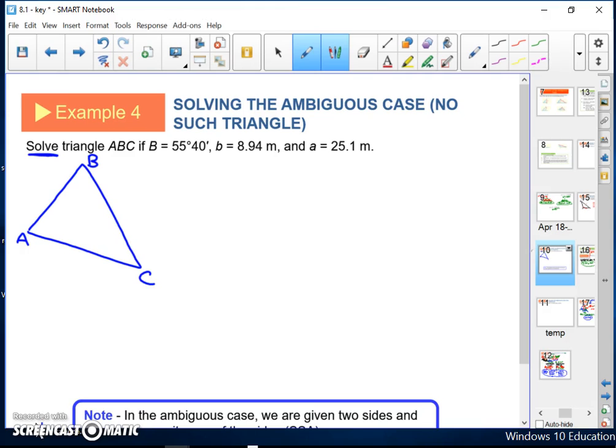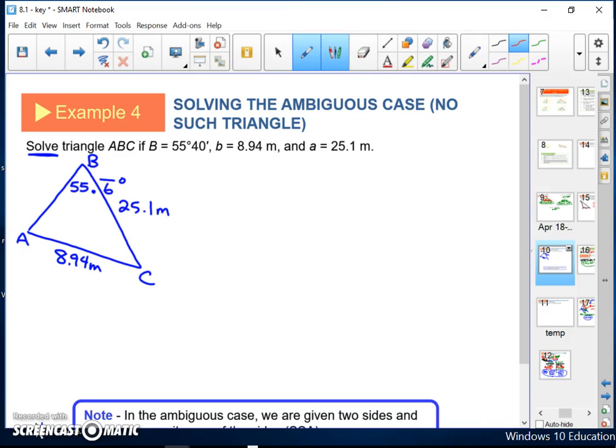This gives me angle B is 55 degrees and 40 minutes, or 55.6 repeating degrees. Remember, 40 minutes over 60 minutes is going to give me that 0.6. I think we would be better in decimal degrees than minutes, so we would want to convert that. Side B is across from angle B. That's 8.94 meters. And then side A is across from angle A, 25.1 meters.